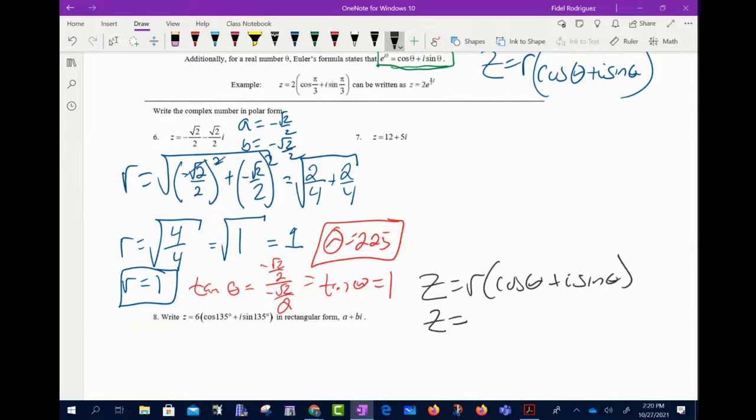So we're going to say z equals, what did we get for r? Anybody remember what we got for r? 1. Cosine of 225, plus i sine 225. And I'm going to go like this so that we know we're talking about this.